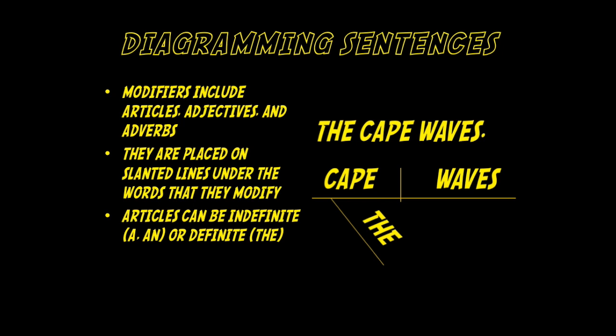Articles can be indefinite or definite. So indefinite as in a or an, or definite as in the. Let's go ahead and look at the sentence, the cape waves. In the sentence, the cape waves, our subject is cape, because that's the thing that we're talking about. And our predicate is waves, because that's what the cape is doing.